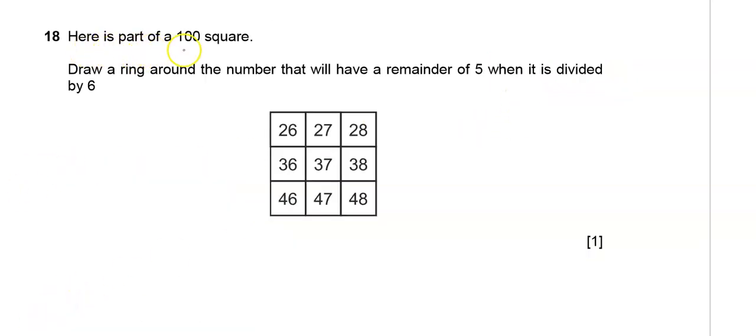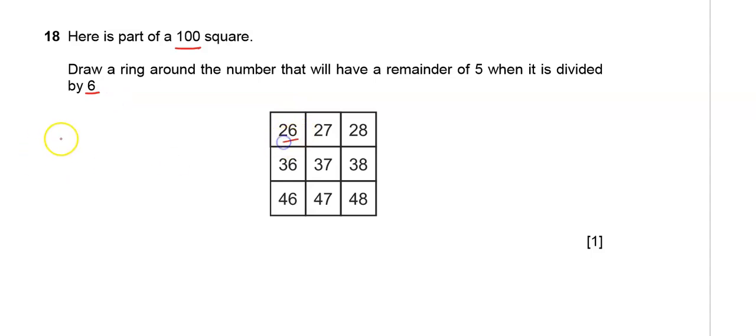Here is part of a 100 square. Draw a ring around the number that will have a remainder of 5 when it is divided by 6.